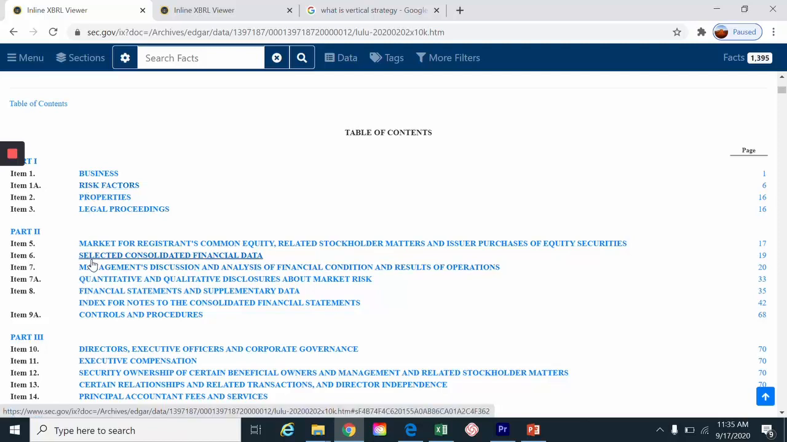Then you have, as I told you, item number 6, the third one, selected consolidated financial data. Sometimes if you need to know earnings per share or anything, you can directly go over here and the data will be available over there.